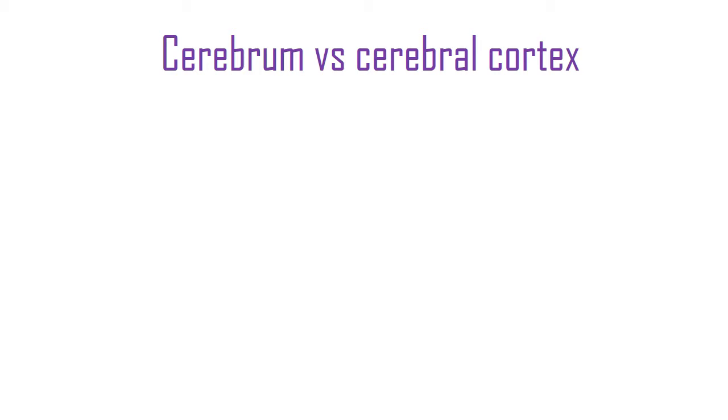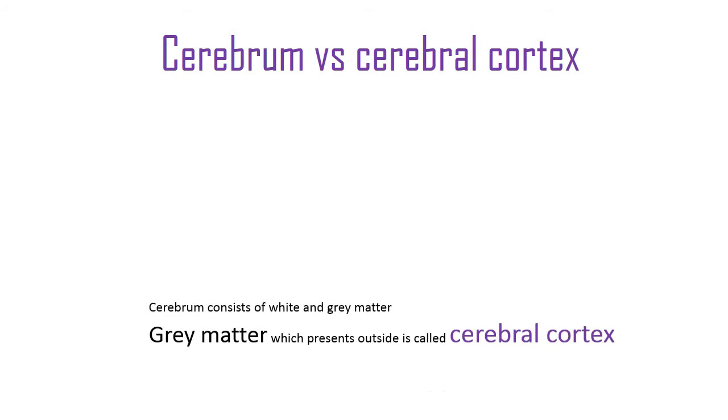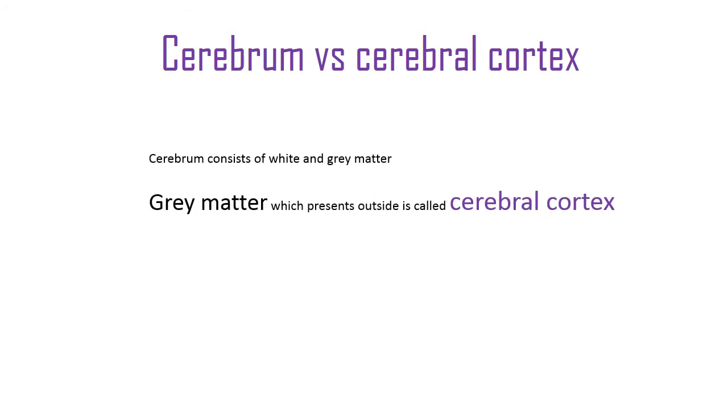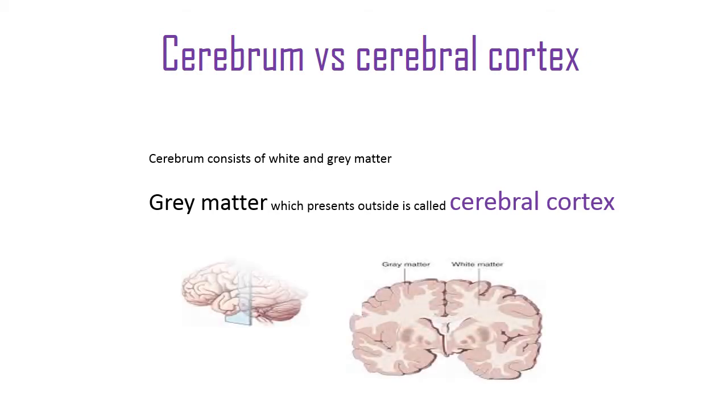What is the cerebral cortex? The cerebral cortex differs from the cerebrum. The cerebral cortex is called the gray matter of the cerebrum. The cerebrum contains white and gray matter. The gray matter which is present outside is called the cerebral cortex. In this picture, you can see the white matter is present inside and the gray matter is present outside. The outside gray matter is called the cerebral cortex.